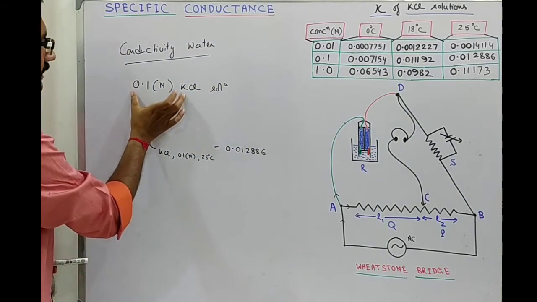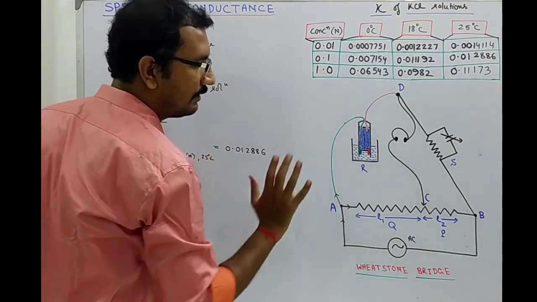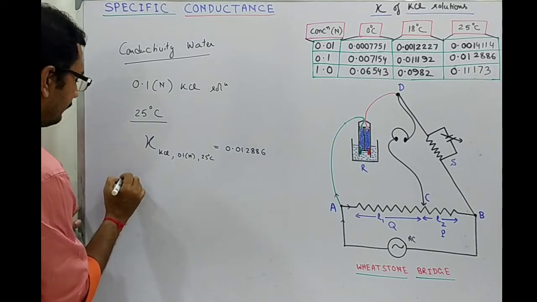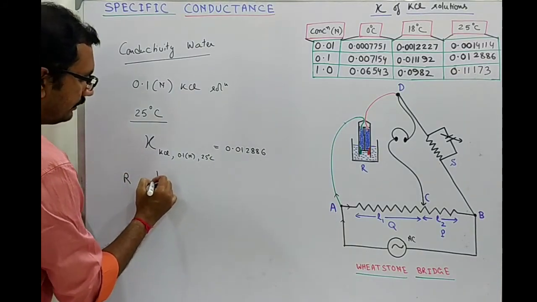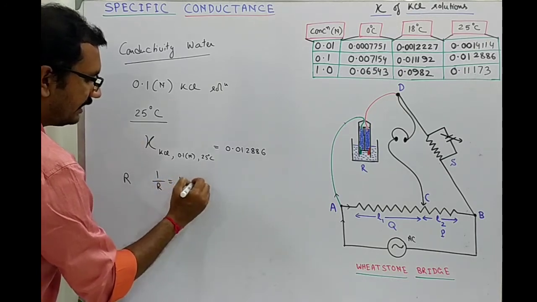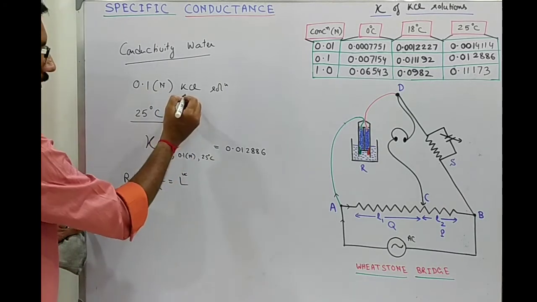Now, you take this solution and put the conductivity cell within the solution and connect it to the Wheatstone bridge. You get the resistance. So, experimentally you obtain resistance. You take the reciprocal of it, so it will give you the conductance. So, you get the conductance of this solution.